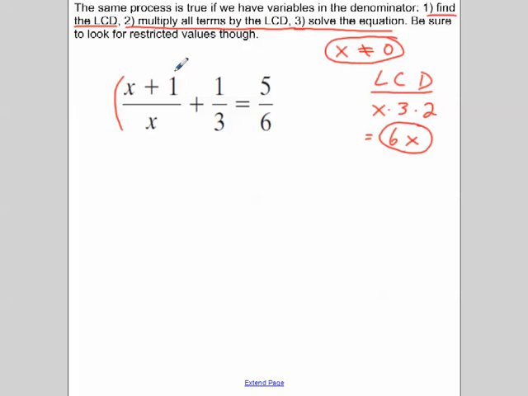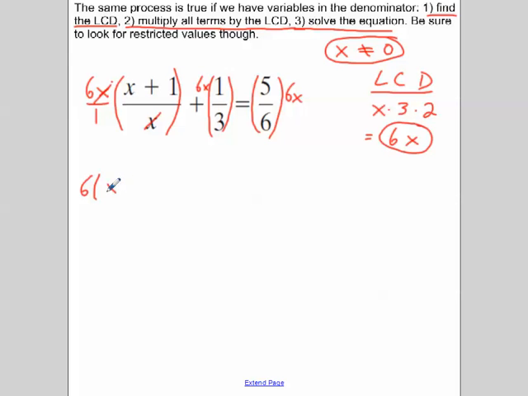So we're going to take this term, multiply by our lowest common denominator, 6x. We're going to take this term, multiply by 6x. We're going to take this term, multiply by 6x. And now we just multiply through and get rid of everything in our denominator by canceling out factors. So 6x times this fraction divided by x. Well, the x's cancel out. x divided by x is 1, and that's a factor, and that's a factor, so we can cancel those out.